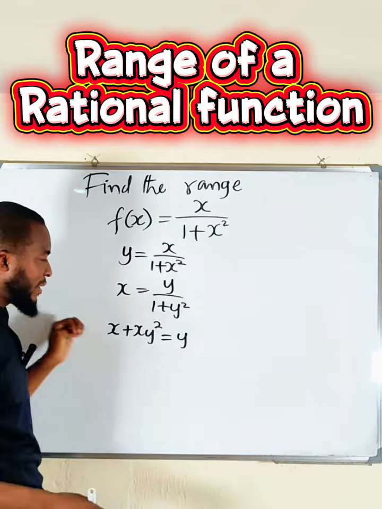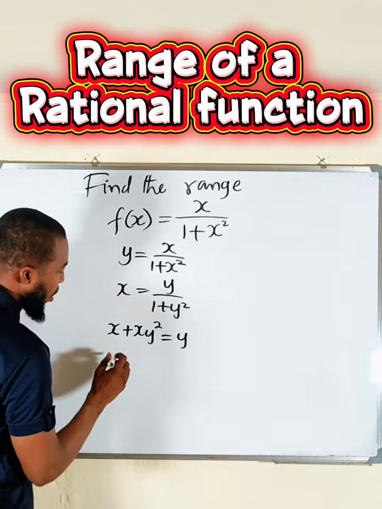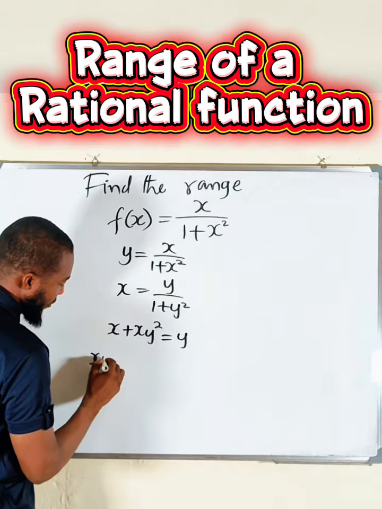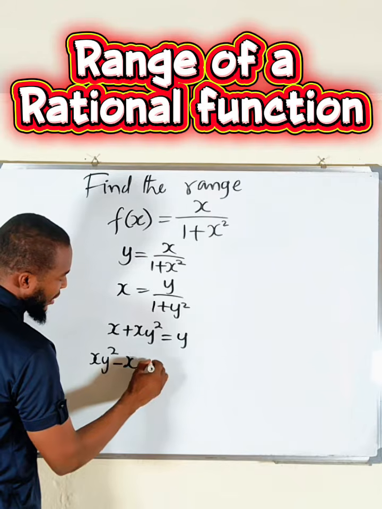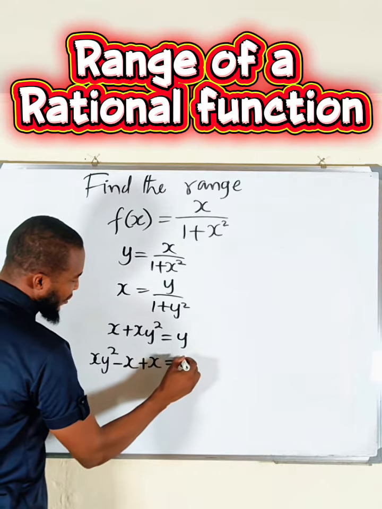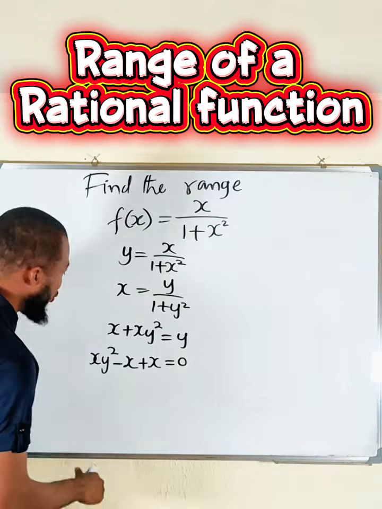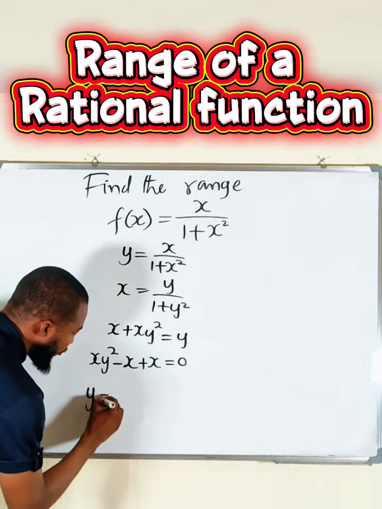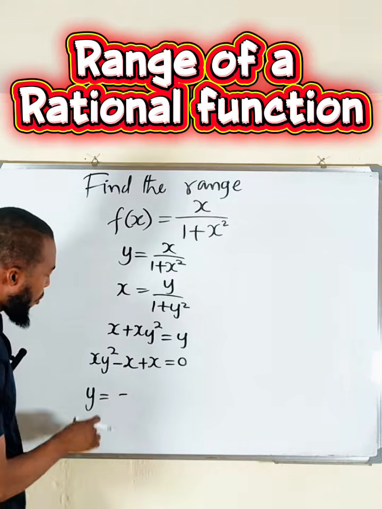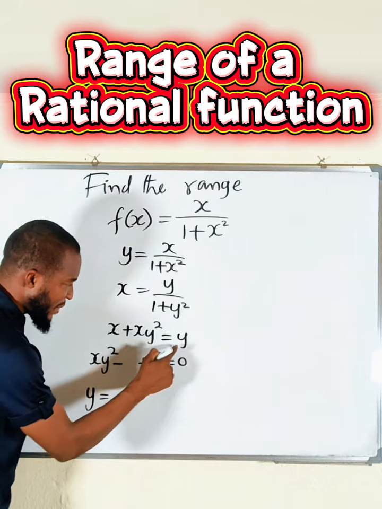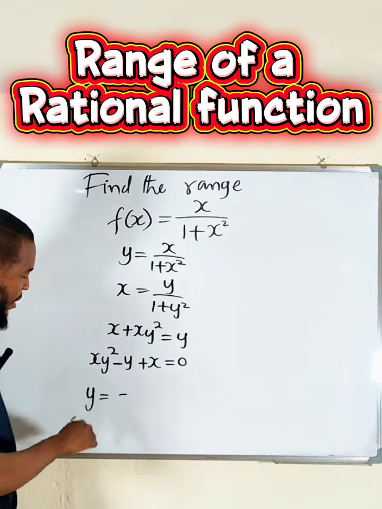Let's bring all terms to the left hand side, starting with this one. Remember, we are trying to make y the subject. So we have x y squared. As this crosses over, it becomes negative y, then plus x, everything equal to 0. This is a quadratic equation in terms of y. We use the general formula y equal to minus b. B is the coefficient of y. Sorry, because if it crosses over, it becomes negative y.